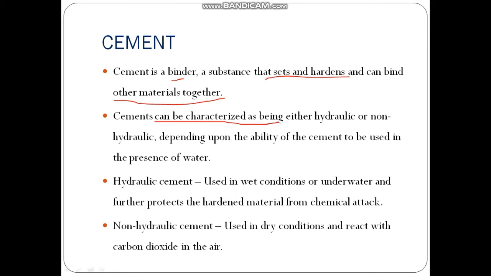Cement can be characterized as being hydraulic or non-hydraulic, depending upon the ability of the cement to be used in the presence of water. Hydraulic cements are used in wet conditions, underwater, and further protect the hardened material from chemical attack. Non-hydraulic cement is used in dry conditions and reacts with the carbon dioxide in the air.